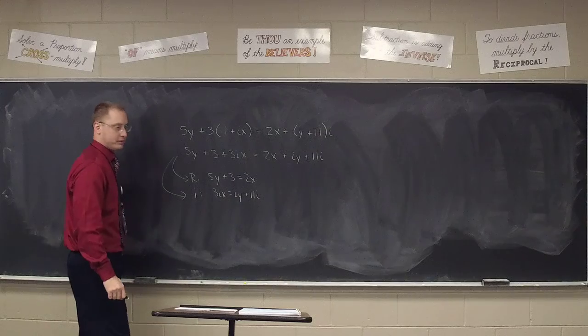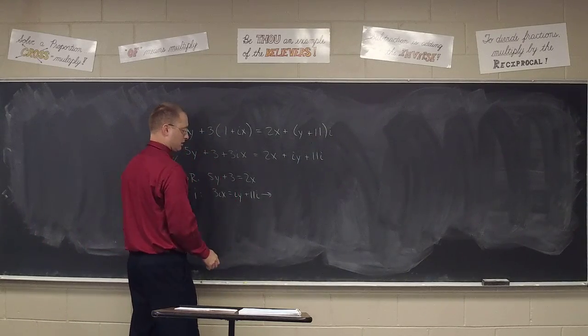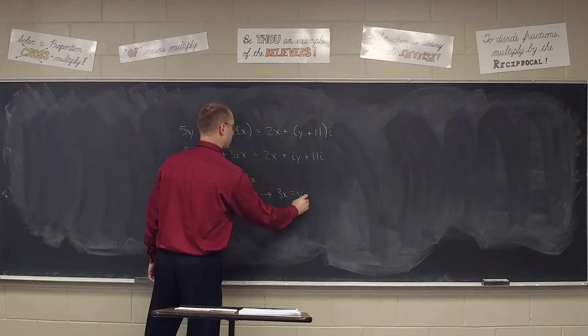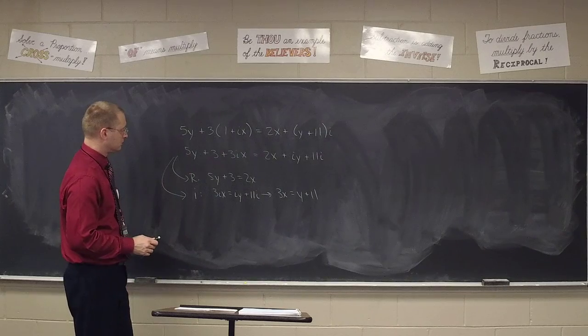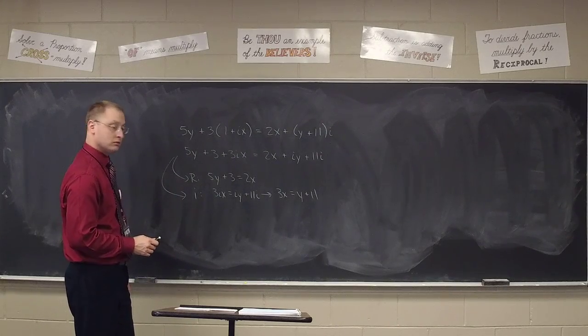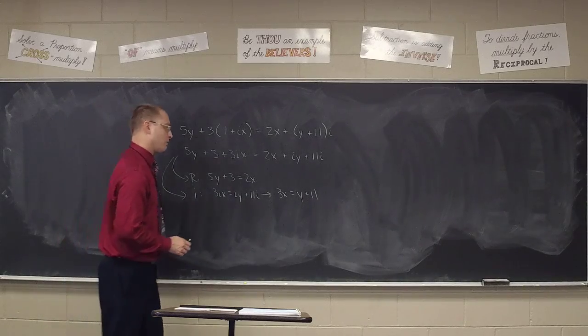All right, Quentin, now what? Cancel the i's in the imaginary equation. To get? 3x equals y plus 11. All right. Now what, Jamie? Now we can get to where either the y's or the x's cancel. Okay, that way. All right, we could do that.